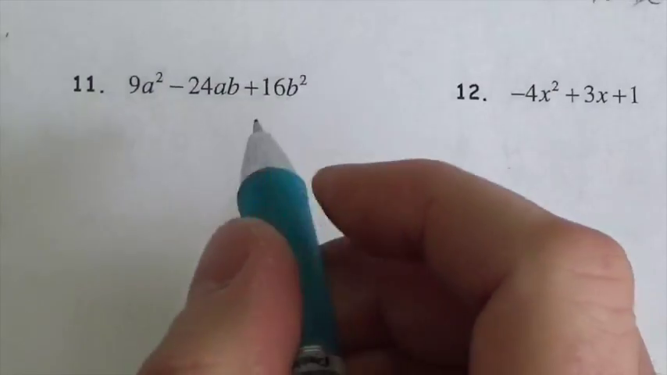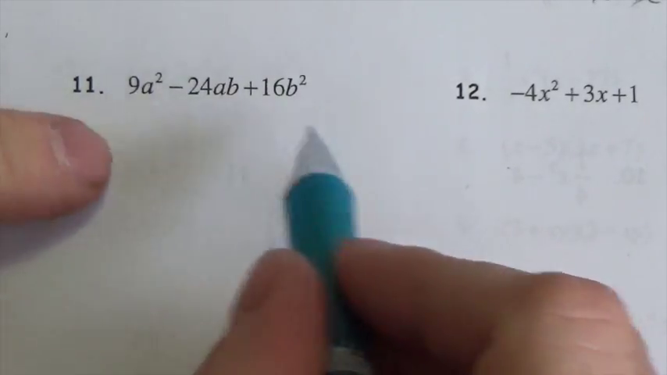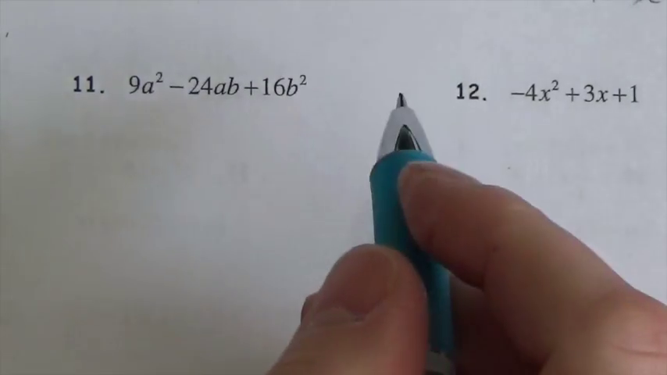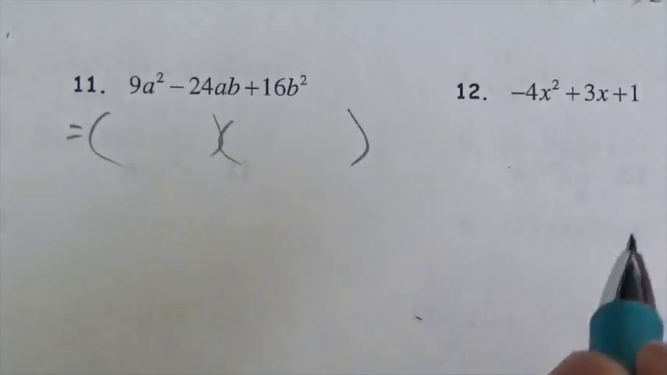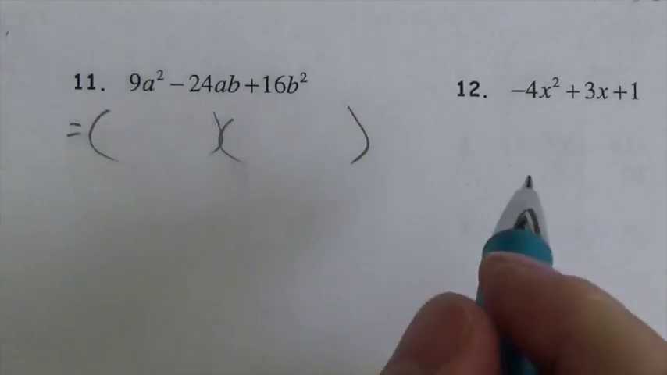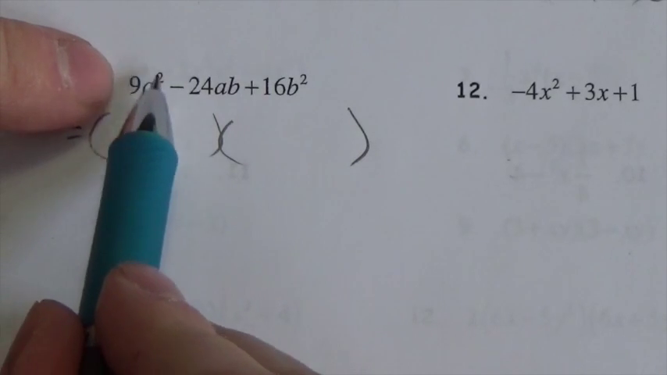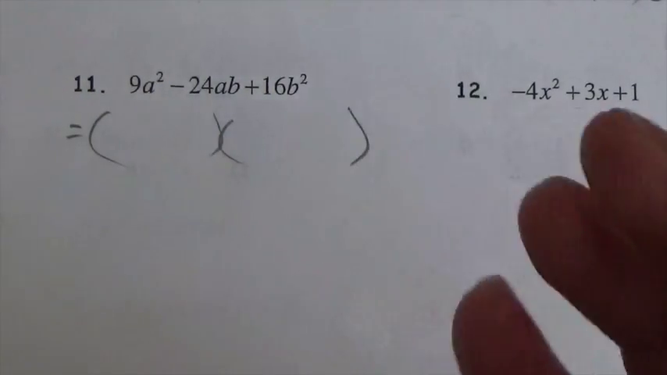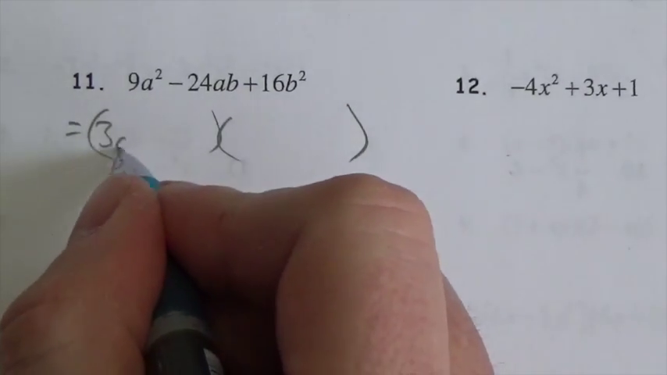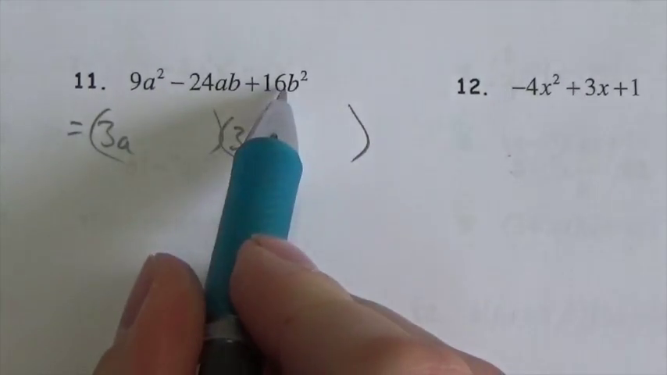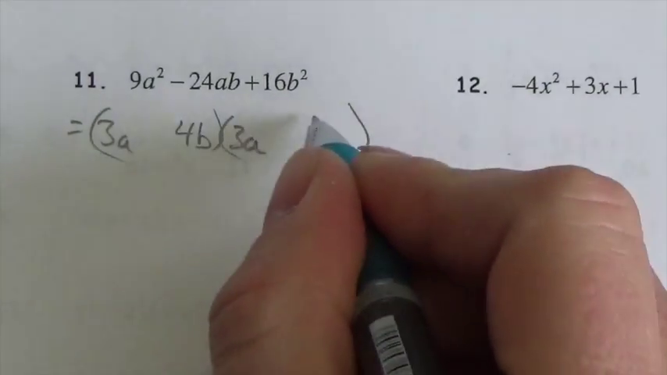Here we go, 11. Okay, 9a squared minus 24ab plus 16b squared. Okay, well there's nothing common to all three terms. There's nothing I can factor out. I do, however, have some options here. When I first glance at this, I can see right away that 9a squared, now 9 can be broken down into factors a couple of different ways, but a very natural one is 3 and 3. 16 also has a very natural breaking here, 4 and 4.